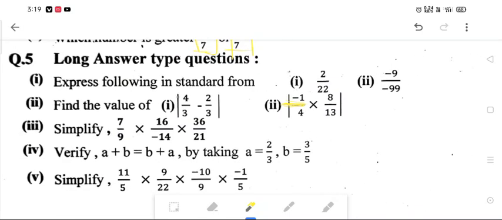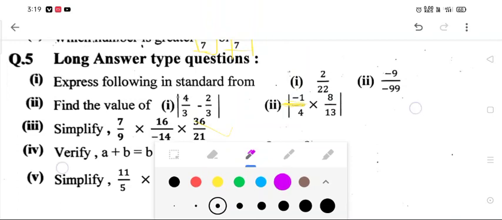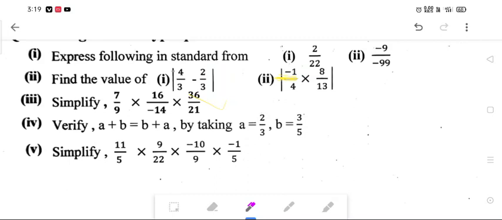The next is simplify. Here you have to find the product of 7 by 9 multiplied by 16 by minus 14 multiplied by 36 by 21. The next is verify a plus b is equal to b plus a, by taking a is equal to 2 by 3 and b is equal to 3 by 5.